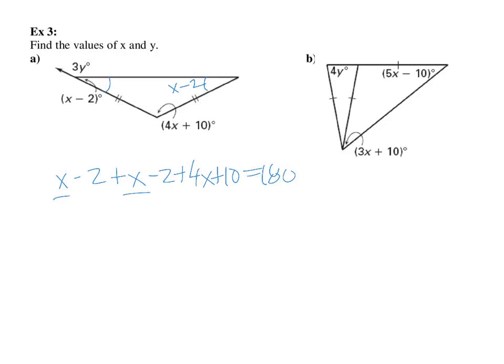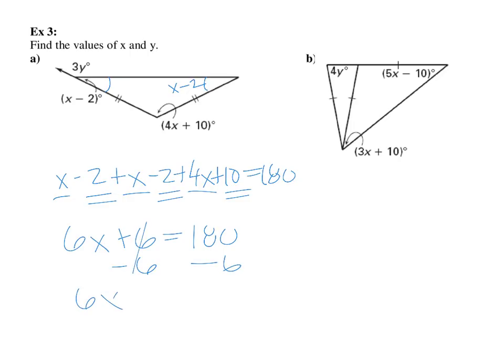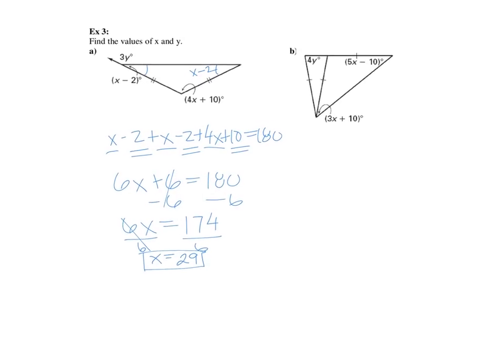Let's add like terms. And I have 6x plus 6 equals 180. Subtract 6. 6x is equal to 174. Divide by 6. And what do I get? I get 29 for x. I still have to figure out y, though. All right, how am I going to do that?